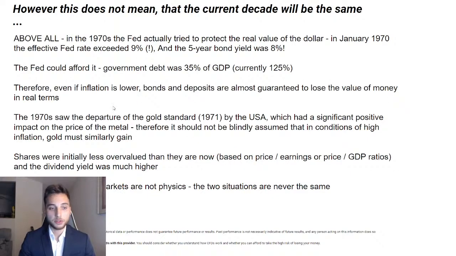But now we have a different situation where gold is no longer tied to the dollar. There is no longer that spike, which it got after it got decoupled. We have a debt that is 125% of GDP for the US. We have a very, very different fundamental situation. Shares were initially less overvalued than they are now as well, based on price, earnings over price, and GDP ratios. And the dividend yield was much higher.